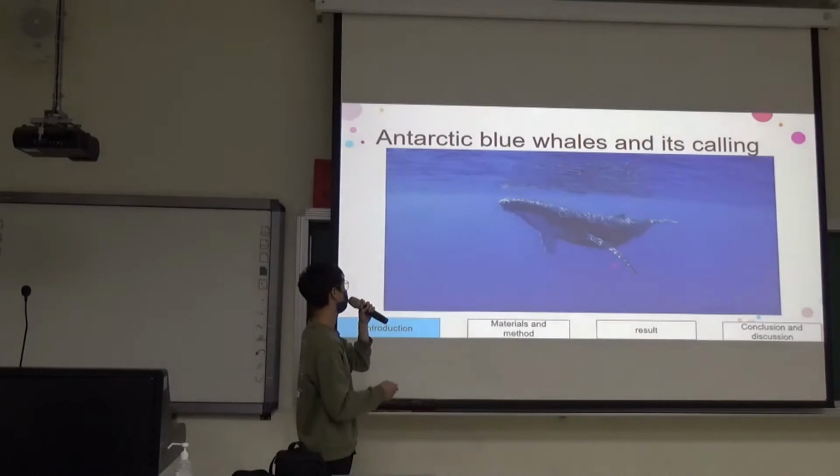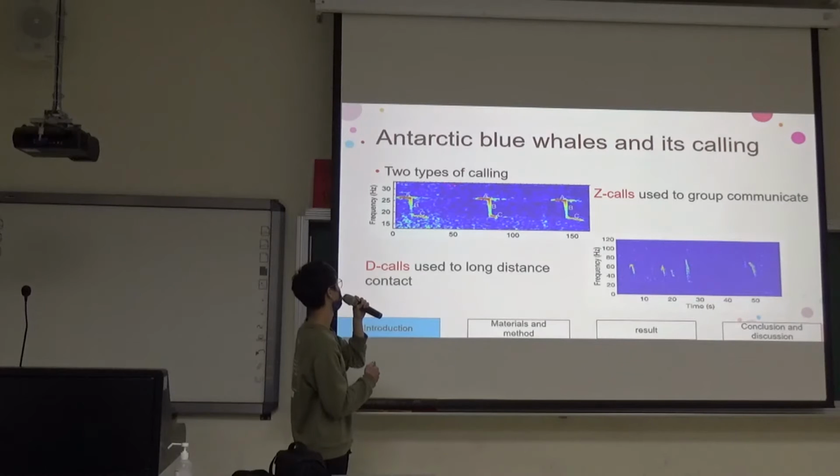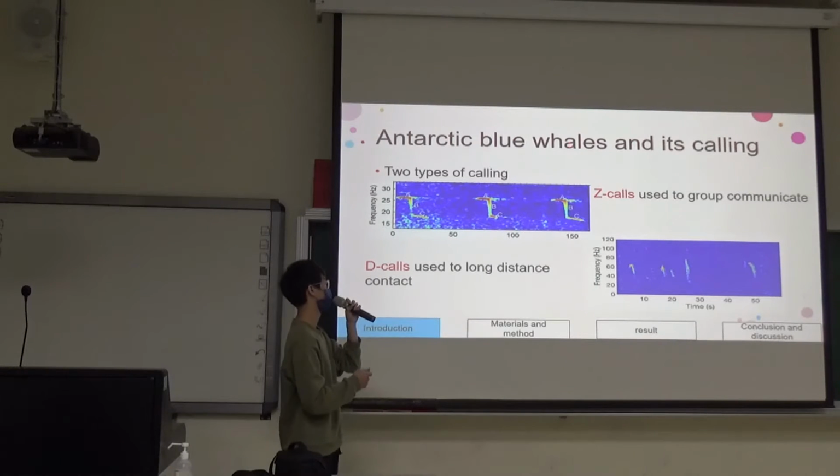And these are Antarctic blue whales. Antarctic blue whales have two types of calling, Z-calls and D-calls. Z-calls are used for group communication, and D-calls are used for long distance contact. This figure is called a spectrogram. The x-axis is time, the y-axis is the frequency, and the z-axis is the sound level. As its name suggests, Z-calls have a Z shape on the spectrogram, and this is the D-calls on the spectrogram.